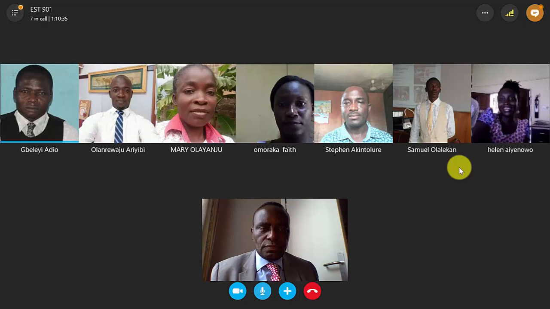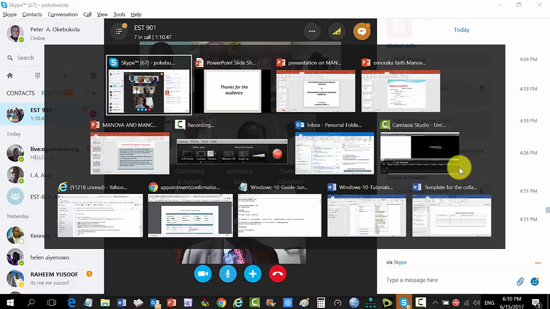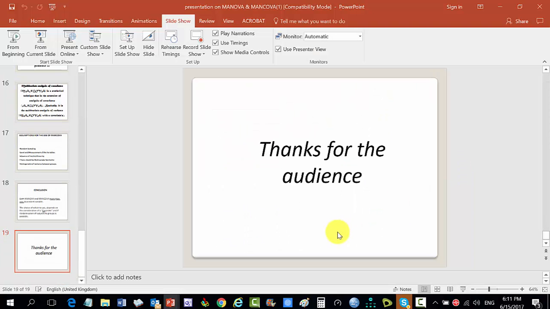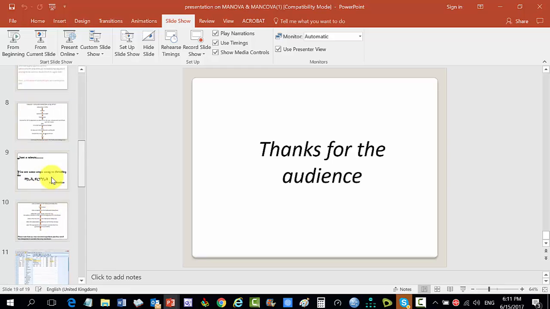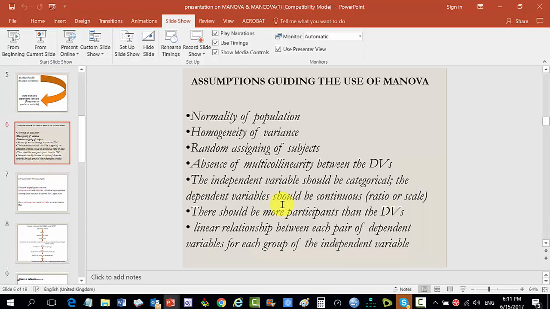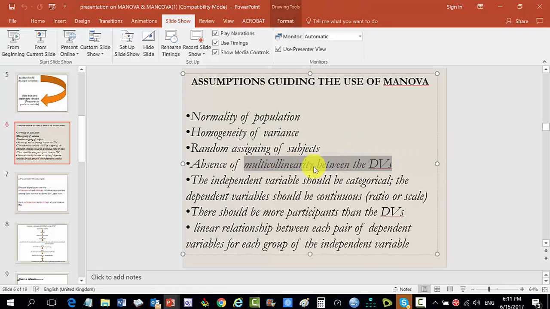Stephen. Madam Mary, my first question is on slide 6, where you mentioned the assumptions, but you said absence of multicollinearity, and the explanation wasn't too clear. We know from Prof that multicollinearity is just talking about when you have two variables that are highly correlated. So I want to suggest that instead of saying absence of multicollinearity, so that it doesn't confuse, we could just leave it as multicollinearity, and just explain that it is a situation where you have two variables that are highly correlated.